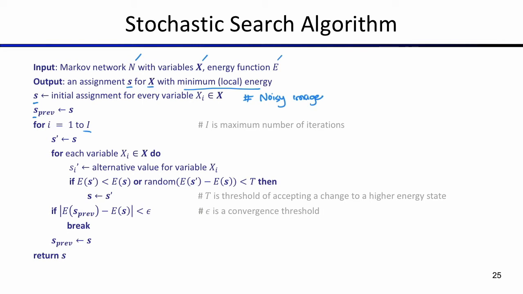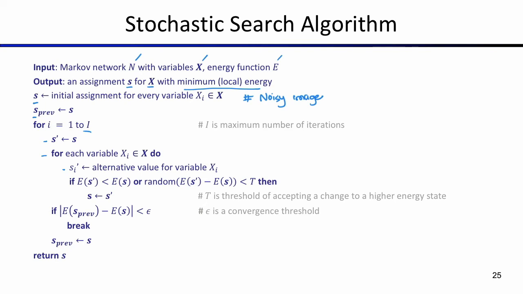So when we reach this maximum number of iterations, we just stop the algorithm, but we can also stop using the convergence criteria. So what I'm going to do is use x prime to have a copy of the assignment S. You're going to iterate over all the variables that we have in the Markov network, or in this case, all the pixels that we have in the image. And I'm going to take one variable xi here and change its assignment. So I'm going to take one pixel and change the value of this pixel.